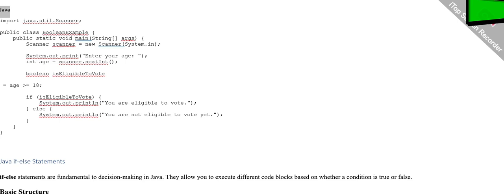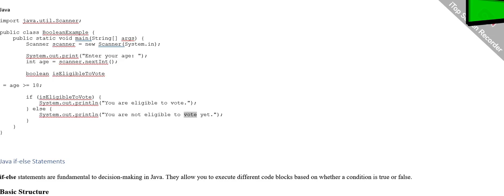Example. Java. import java.util.Scanner. public class BooleanExample, public static void main(String[] args). Scanner scanner = new Scanner(System.in). System.out.print("Enter your age: "). int age = scanner.nextInt(). boolean isEligibleToVote = age >= 18. if (isEligibleToVote), System.out.println("You are eligible to vote"). else.